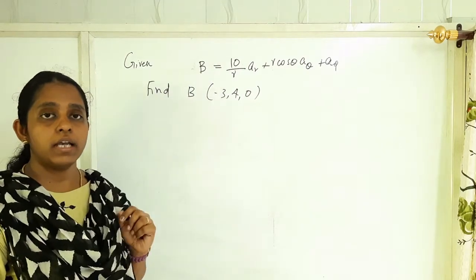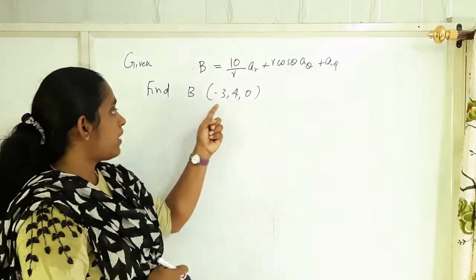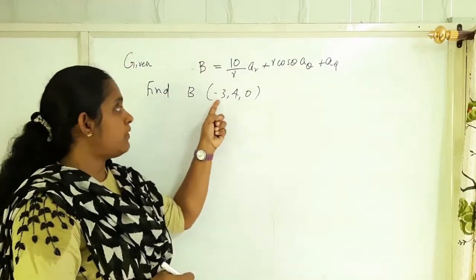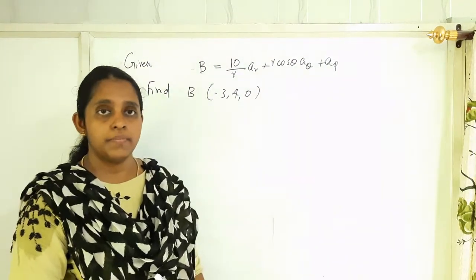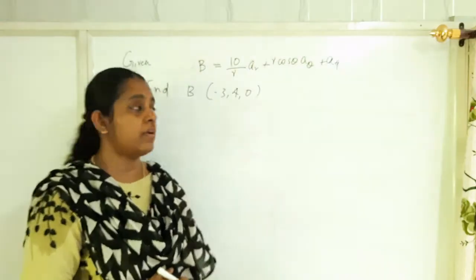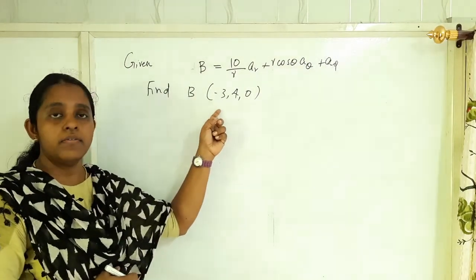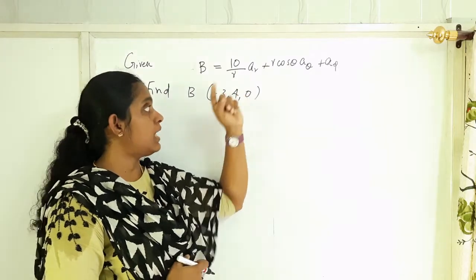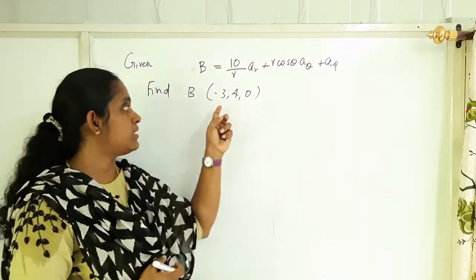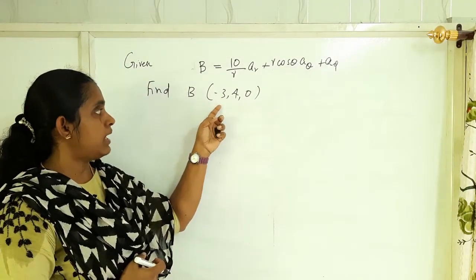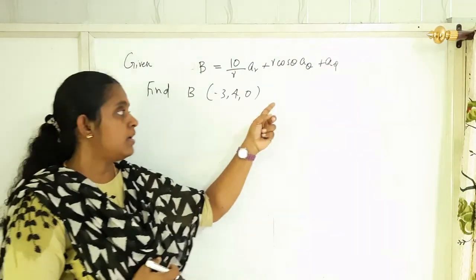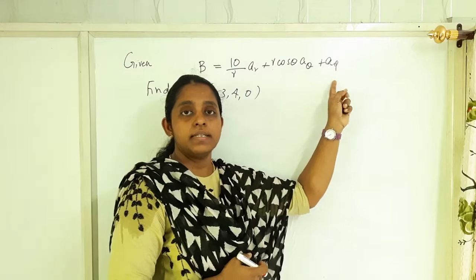So the first point: find the vector B at this point (-3, 4, 0). This is a point in the Cartesian system, so at this point we have to find the vector B in the Cartesian system. First we take the Cartesian coordinates and find the spherical coordinates at this point. All of these points, the Cartesian point (-3, 4, 0), will be the same as the point in spherical and the point in cylindrical.